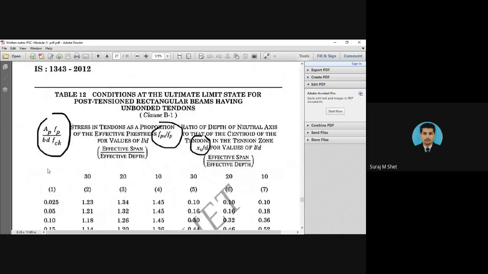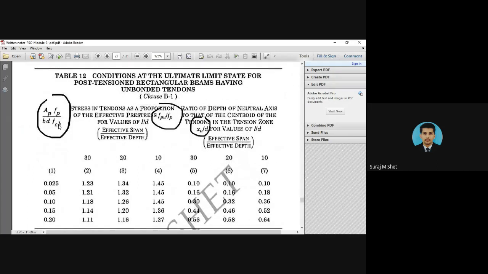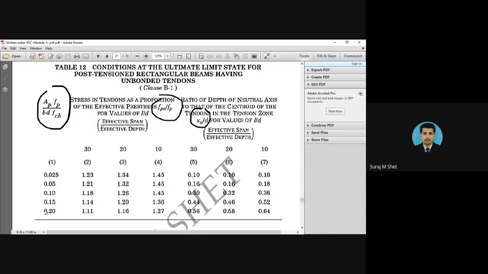I got the value here, so it is 0.2 here. AP divided by BD FCK, the value is 0.2. So what is the L by D ratio? L by D ratio is, I guess, 20. So what is the value then? 1.16. This is for FPU divided by FPE. Again, XU by D ratio, again 20.